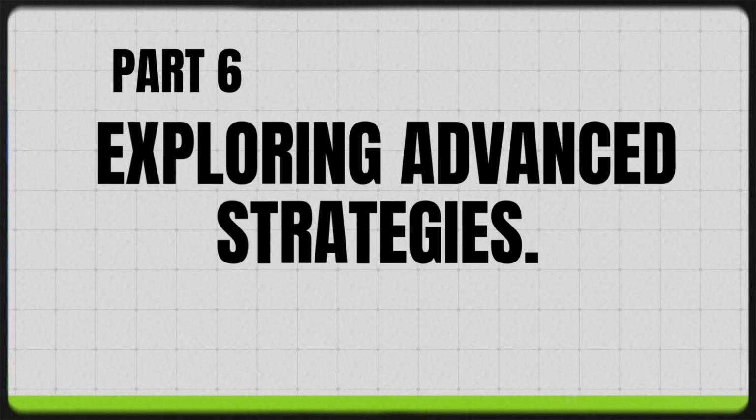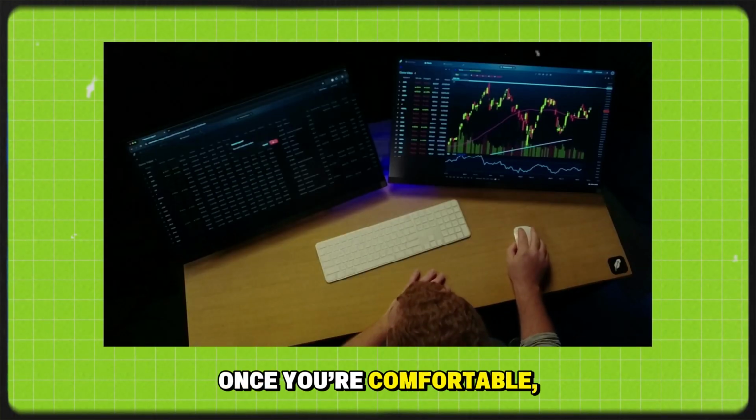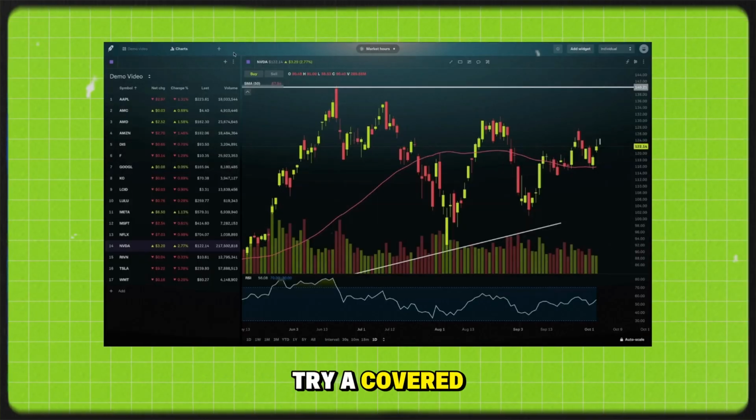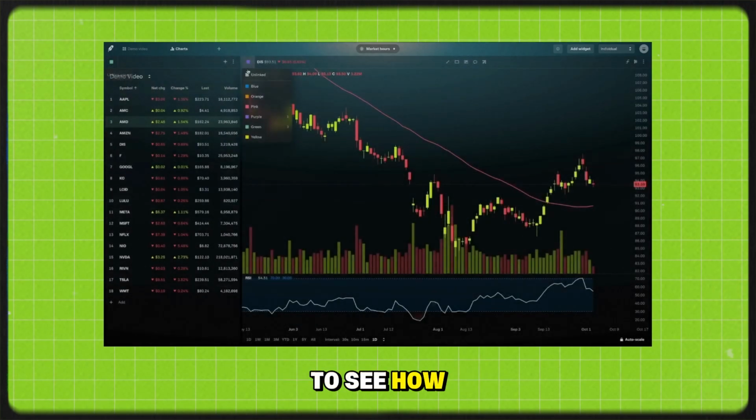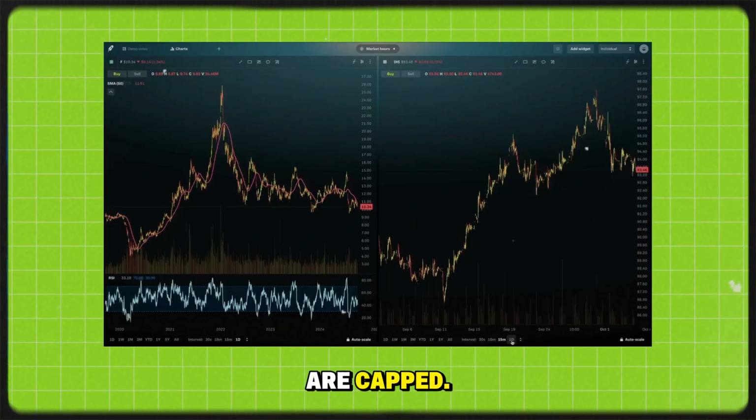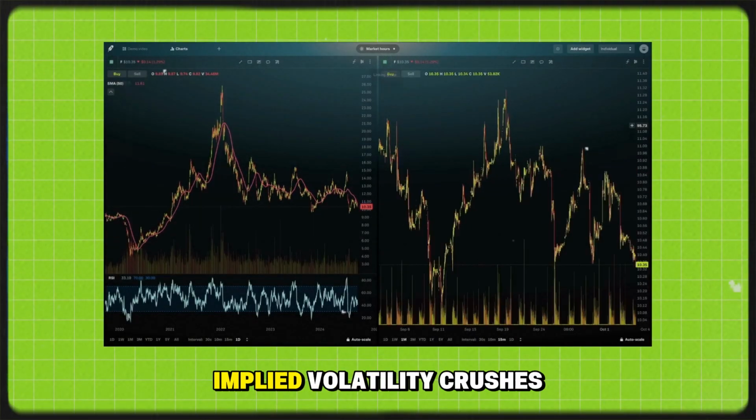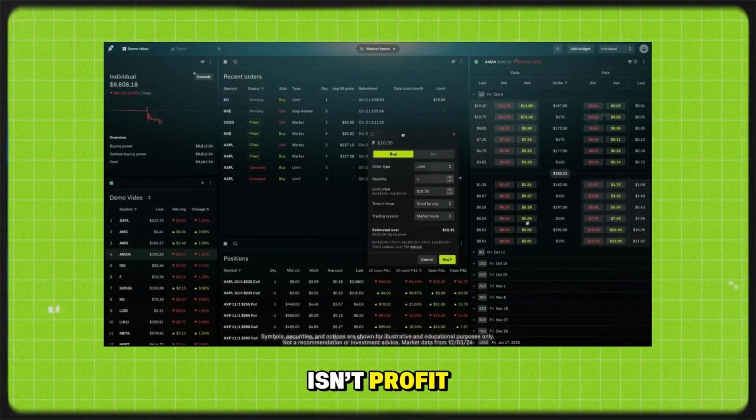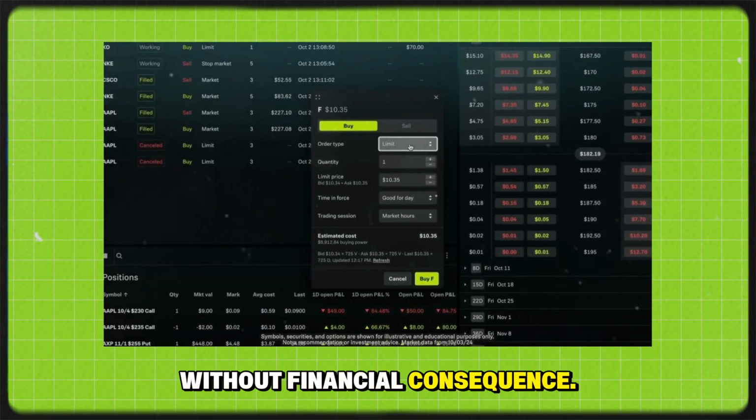Part 6. Exploring advanced strategies. Once you're comfortable, use paper trading to test advanced strategies. Try a covered call if you want to simulate income. Practice a spread to see how risk and reward are capped. Test a straddle or strangle during earnings to understand how implied volatility crushes premiums afterward. The goal here isn't profit, it's education. Paper trading is your sandbox to experiment without financial consequence.